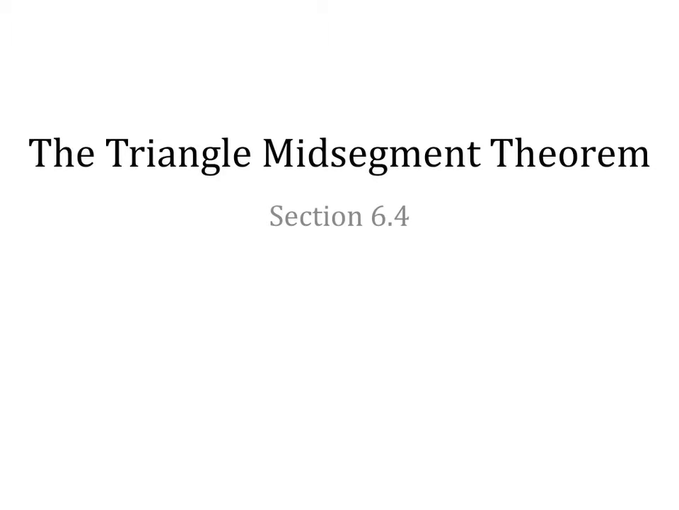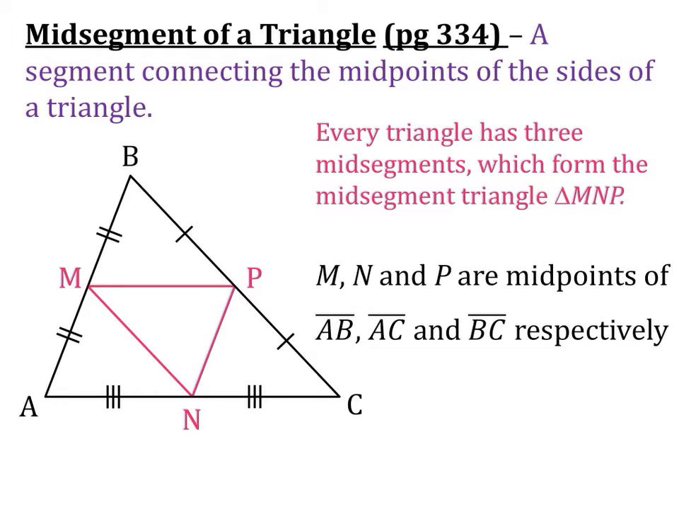Alright, section 6.4 is all about the triangle midsegment theorem. So let's get familiar with some vocabulary. The midsegment of a triangle is a segment connecting the midpoints of the sides of a triangle. Every triangle has three midsegments, which form the midsegment triangle, triangle MNP. So in other words, M, N, and P are midpoints of segments AB, AC, and BC respectively.